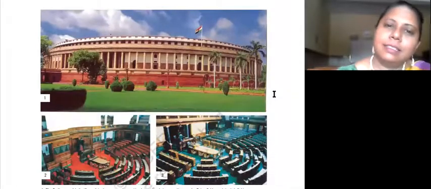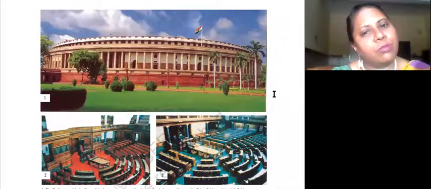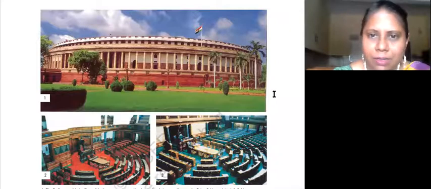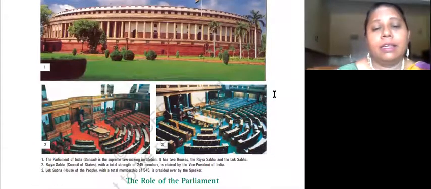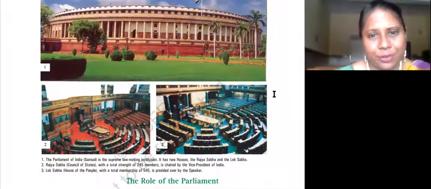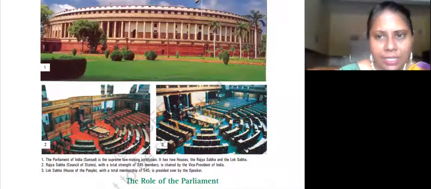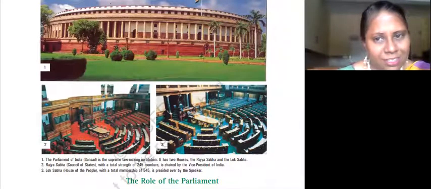You can see here, this is the parliament in Delhi, and there are two houses in it. One is the Lok Sabha, the other is the Rajya Sabha. We give votes, and then these two bodies are formed. We'll see what these two bodies are about.